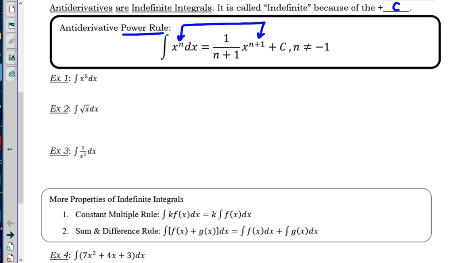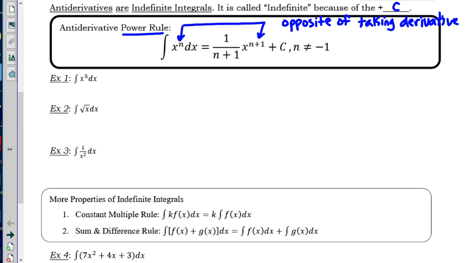But let's think about what we were doing when we were taking a derivative. We were actually subtracting 1. So this is really the opposite of what we did when we took the derivative. You don't need to write this down. I'm just writing it down so you can see that we're actually doing the opposite here. In taking a derivative, we subtract 1. In taking the antiderivative, we add 1.